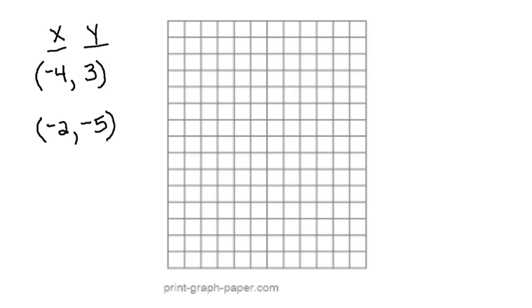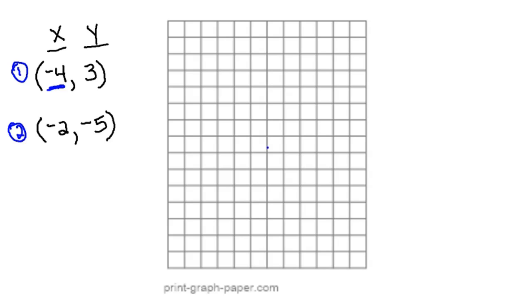Now let's try another one. As you see here, we have two ordered pairs again. The first ordered pair is -4 and 3, and the second ordered pair is -2 and -5.